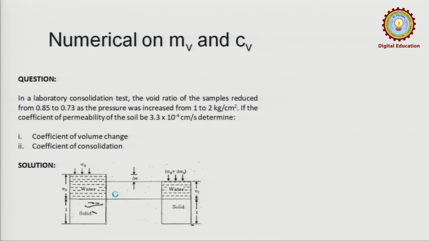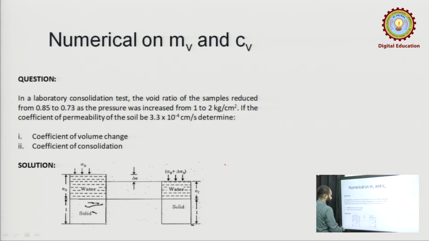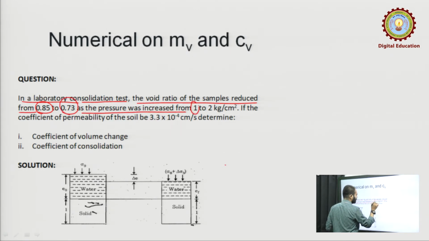Now, let us go and see some of the numericals. We have discussed a lot of things about Terzaghi's theory and all, CV and MV and all. Let us put it into use. So, first of all, let us study the question properly. In a laboratory consolidation test, the void ratio of the samples reduced from 0.85 to 0.73 as the pressure was increased from 1 to 2 kg per centimeter square.